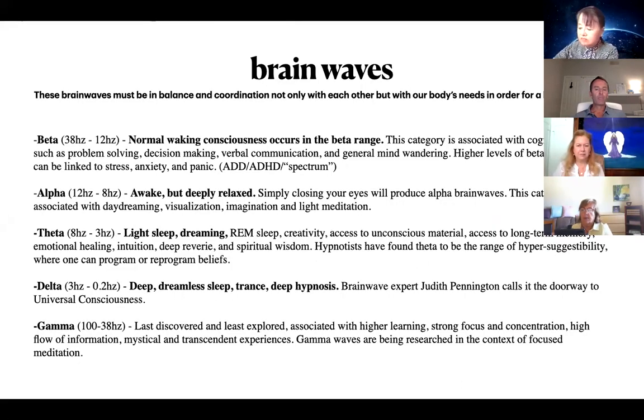Brain waves. A lot of you have possibly heard about brain waves, so I'm just going to briefly go over them without getting too in depth. These brain waves are actually produced in our cortex. And for best health, they really need to be in balance or coordination with each other. Beta, alpha, theta, delta, and the newest one, gamma. Beta is normal waking consciousness. Alpha is awake but deeply relaxed. Theta is light sleep, dreaming. And delta is the deep dreamless sleep. Of the main four, gamma is more of a random one, at least as far as my knowledge goes.